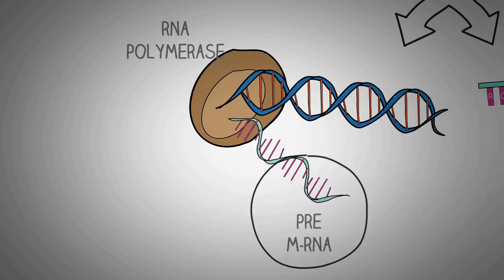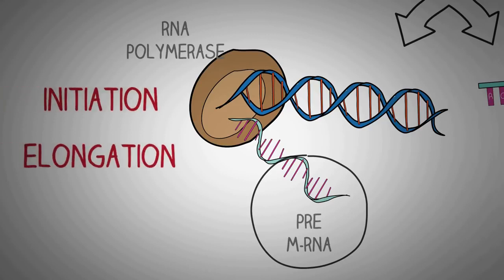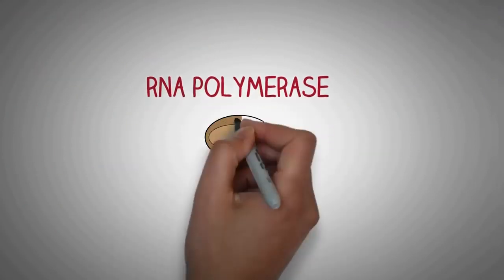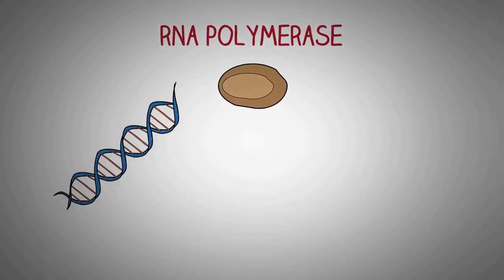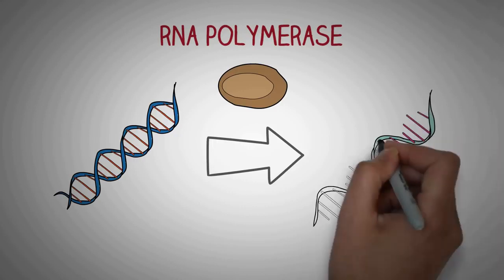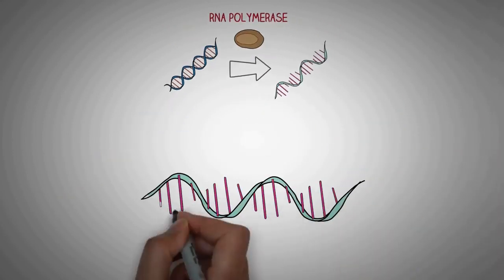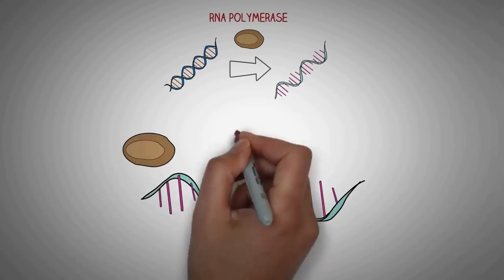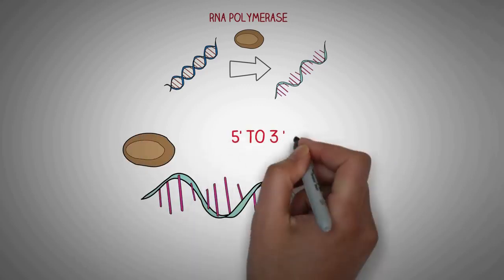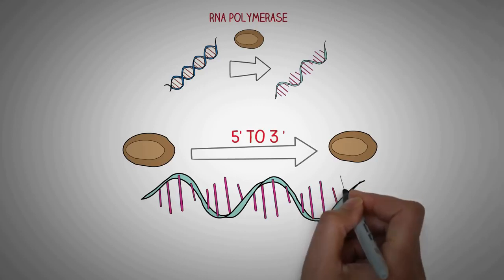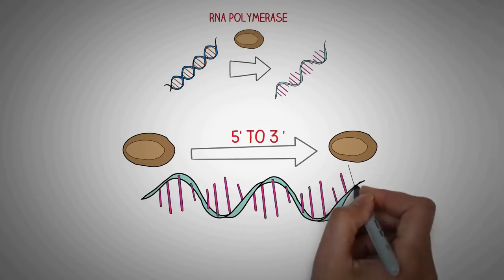So let's look at the first section of this process, which is the formation of the pre-messenger RNA, which essentially takes place in 3 steps: initiation, elongation, and termination. Now the main enzyme that is involved in this process of transcription is the RNA polymerase. The RNA polymerase has the main job of copying the information of the DNA to a new RNA molecule. RNA polymerase builds the new strand from the 5' to the 3' direction, adding new nucleotides to the 3' end.